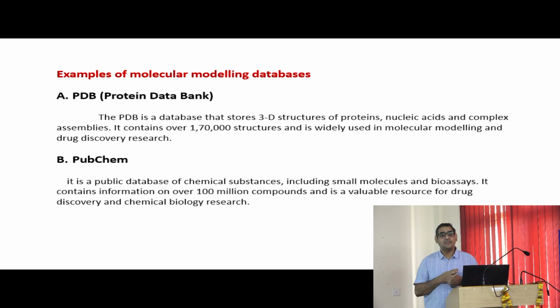Then PubChem, this is also a very common database used by many researchers, and it contains small molecules and bioassays. Like you know, bioassays are very important when you talk about drug discovery. So bioassay information you can get, and it has over 100 million compounds, and it's a valuable resource for drug discovery and chemical biology research. Chemical biology is another important branch. So being a biology person, if you know chemistry, if you know a little physics, and if you know a little other aspects of mathematics, you will be different from others.